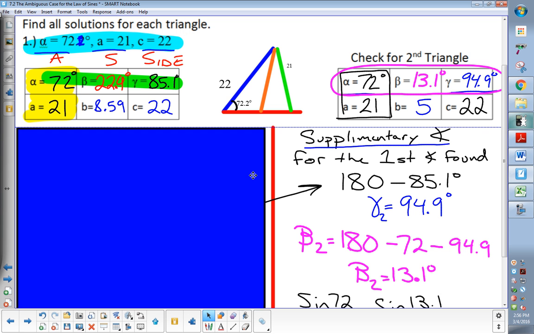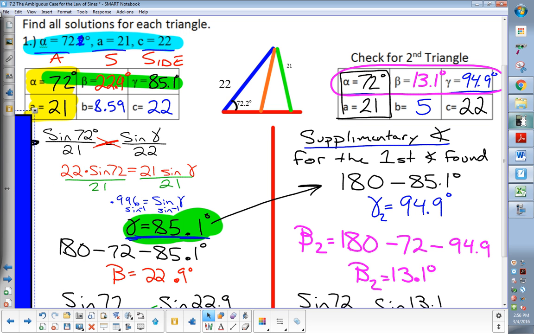Again, the big key here was after you found the first step, you find the supplementary angle, and then solve from there.